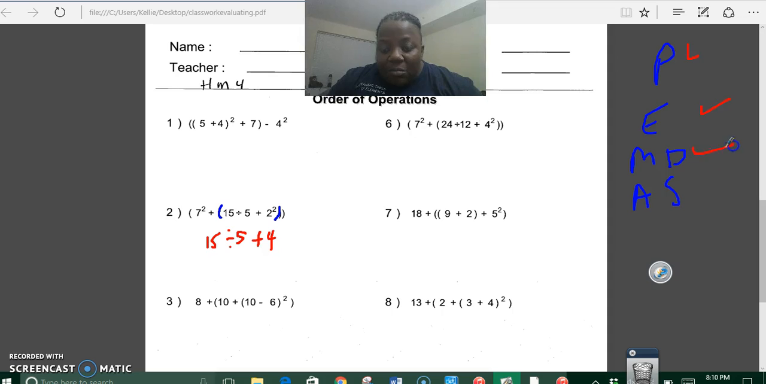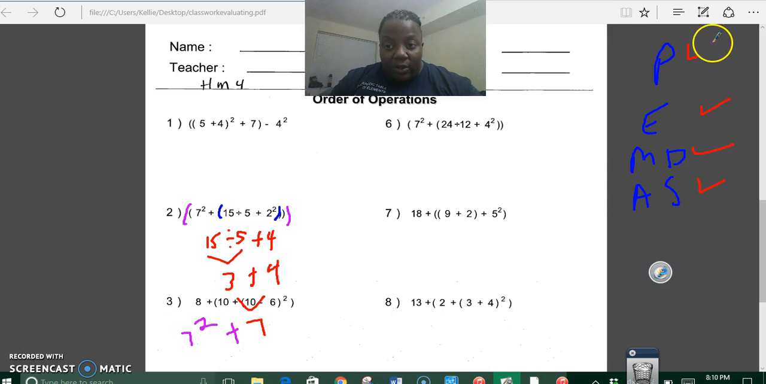Okay. Multiply, divide, whatever I see first. I see it as division. 5 goes into 15 3 times. Bring down everything else from the inner set. Add or subtract. 4 plus 3, 7. All right. So now I just bring down what's left over, and that's the outer set of parentheses, which is just this. So plus 7 squared.